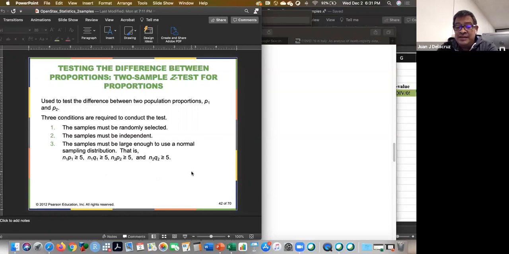Make sure that your sample size times the probability of success in the population proportion, and the probability of failure in the population proportion multiplied by the sample size of the first, we do the same with the second. I cannot emphasize this too much, because it's very important that we make sure that those values are greater than 5.